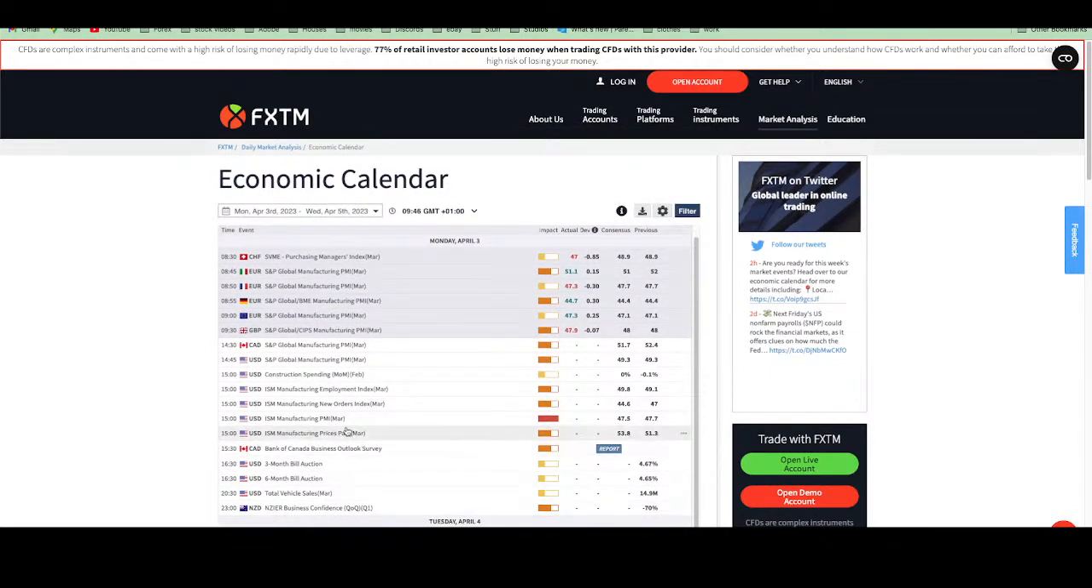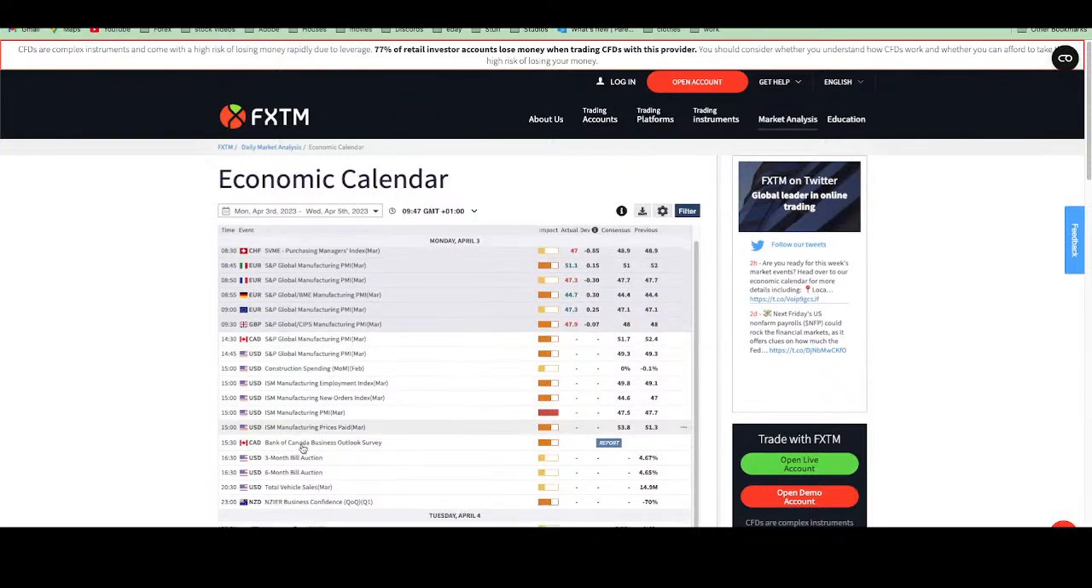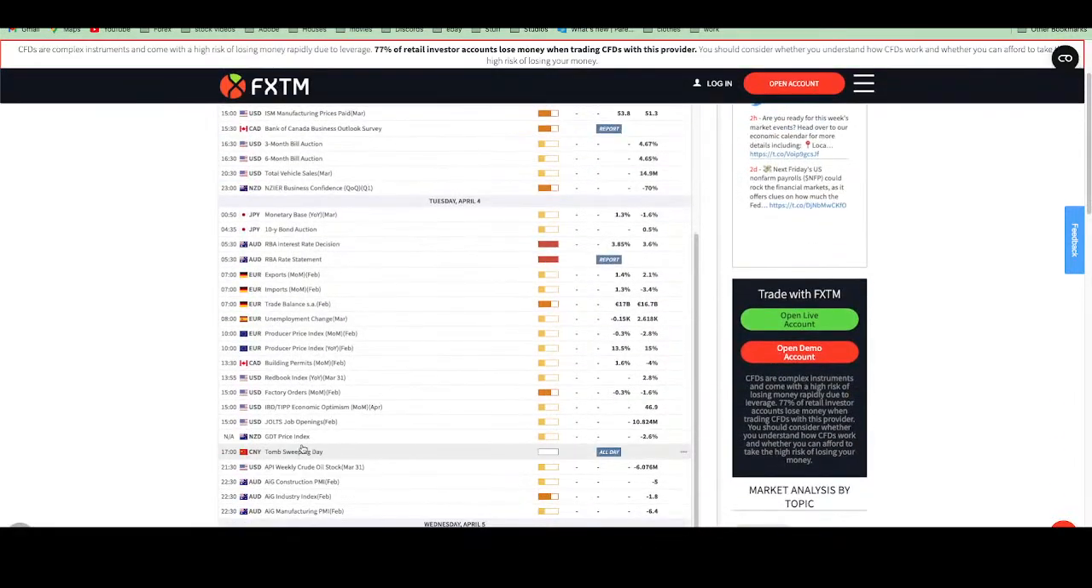What time is it? 9. Yeah, so there's GBP news and Euro news that has come out. So this is probably why. It's the S&P, yep. So this is quite a volatile news as well. That does actually happen. So that's today. Tomorrow will probably be the bigger news events.